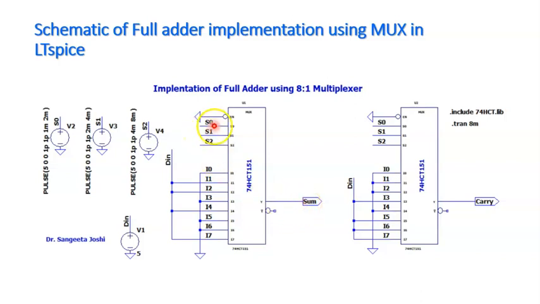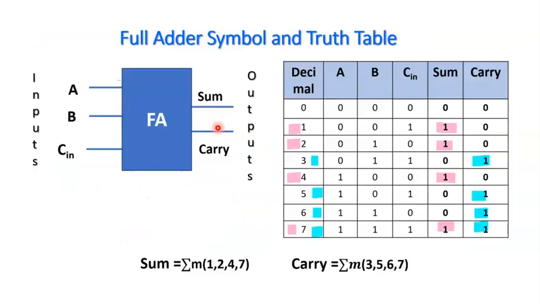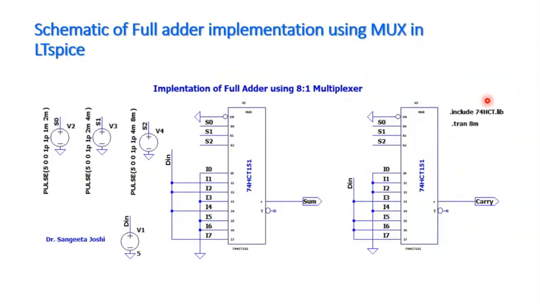That means here, S0, S1, and S2, although these are the select lines, we are using these three lines as data inputs. That is our data inputs. So based on that, we get the output as a sum. Although I have written here A, B, C in, in the multiplexer I have connected it to S0, S1, and S2. So based on this, what sum and carry am I expecting? That is what I am finding here.